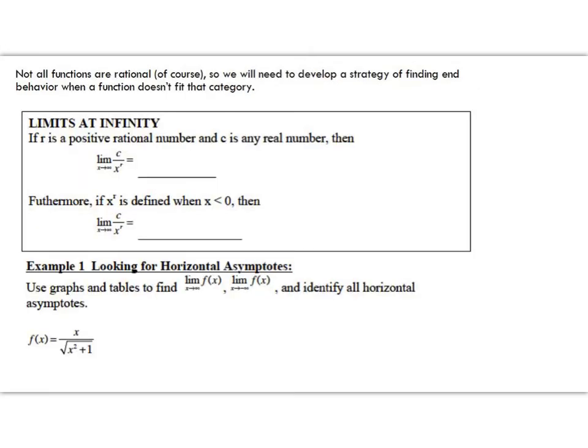Okay, so if r is a positive rational number and c is any real number, then what we are looking for here is the limit as x goes to infinity of c over x to the r power. Well, honestly, that is going to be any real number. I think we've got to be careful there on the r, but r is a positive rational. Okay, that's good. We're going to end up with 0 is what it boils down to. And we're going to end up with 0 there as well.